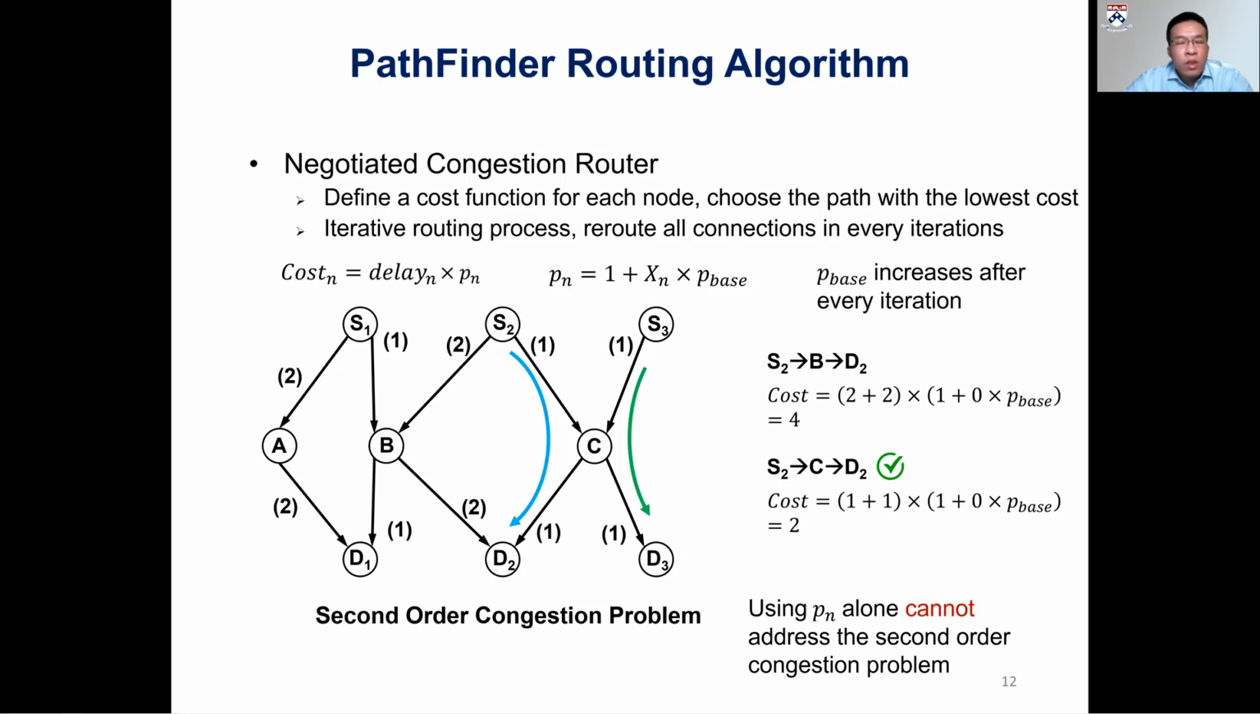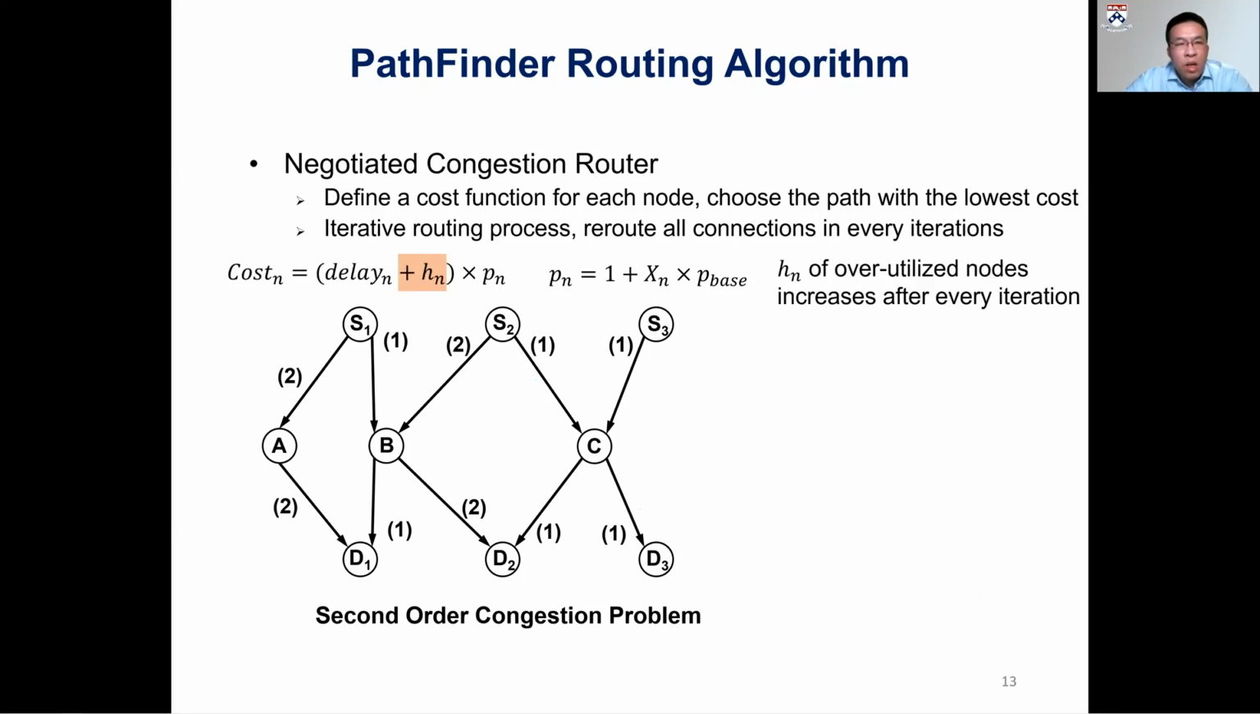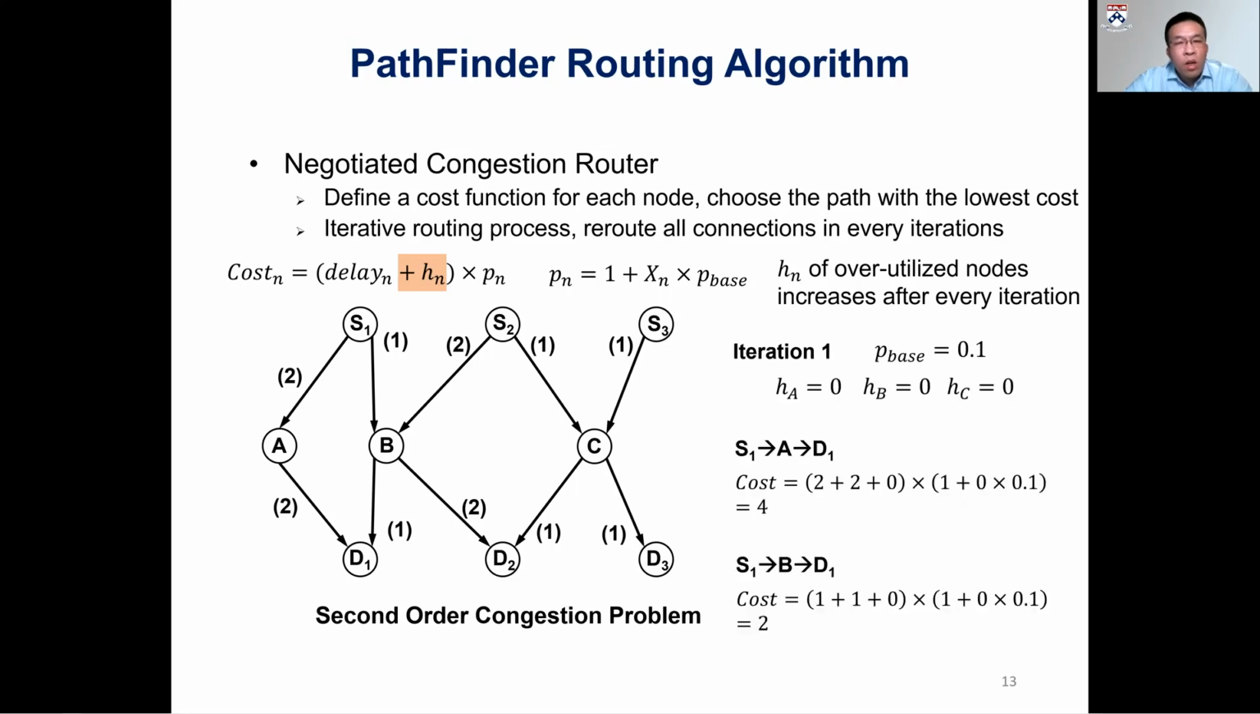To resolve this second-order congestion problem, the PathFinder algorithm introduced the coefficient Hn into the cost function. The Hn of the overutilized nodes increases after every iteration. So we can see in the first iteration, the interconnection S1 to D1 will be routed through node B, and S2 to D2 will be routed through node C, and S3 to D3 will be routed through node C.